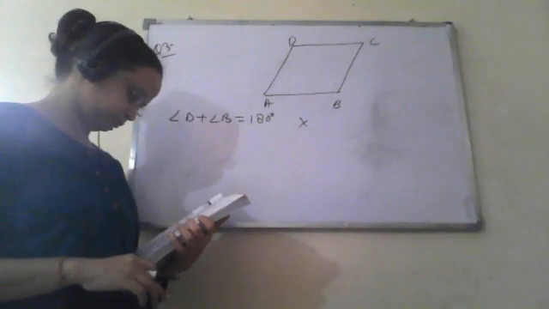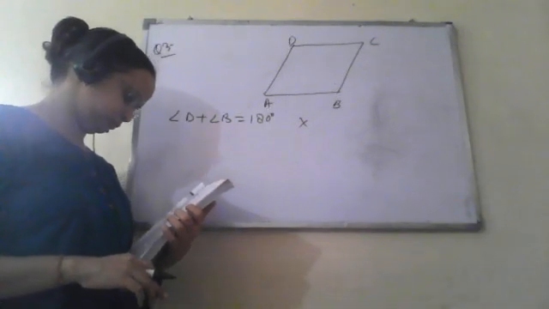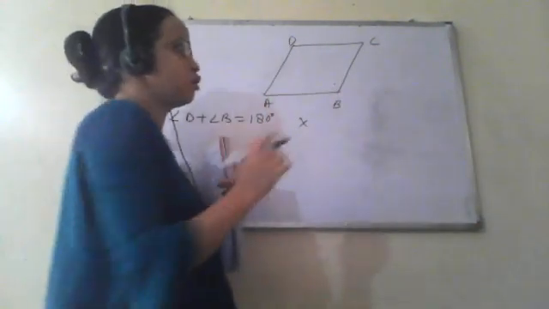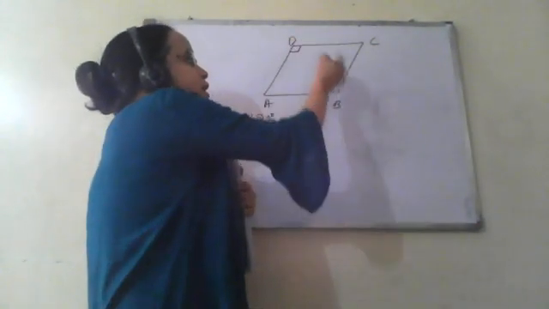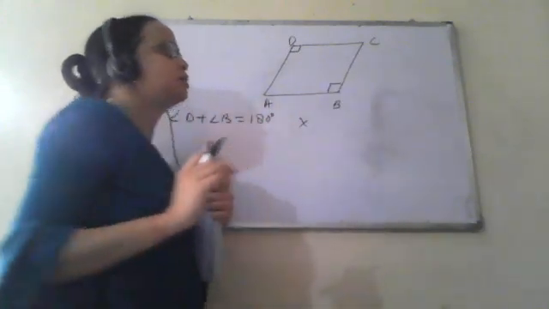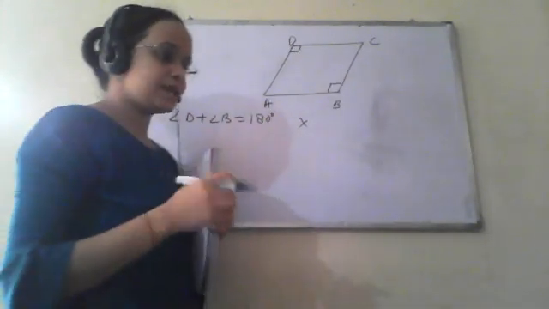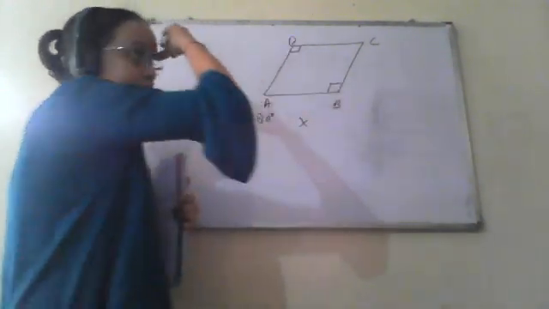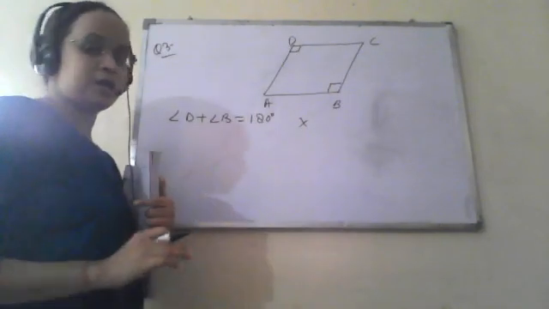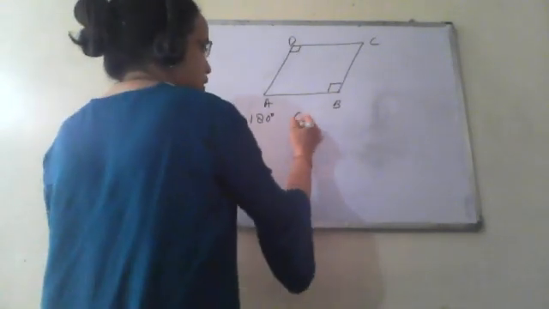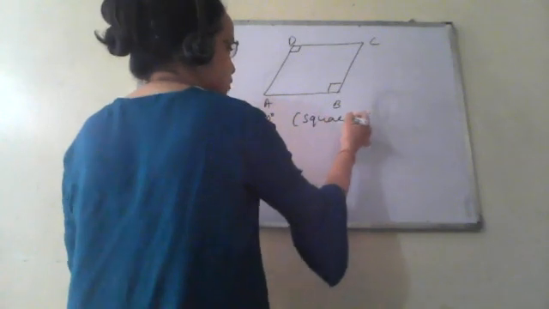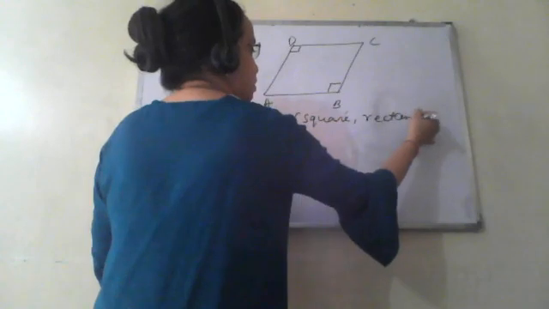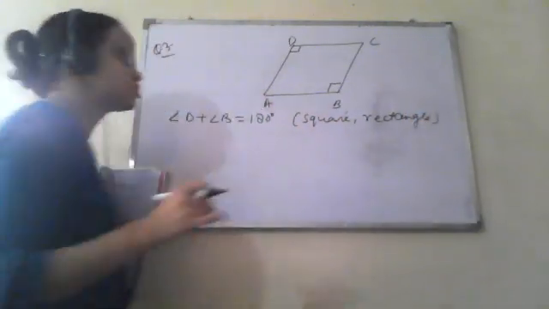Okay, it can be a parallelogram, because if angle D and angle B are 90 degrees each, it is a case of a square or a rectangle. If both angles are 90 degrees, then their sum will be 180 degrees, so it can be a parallelogram. The condition will be that it is either a square or a rectangle. These are special kinds of parallelogram which we will discuss in a later part of this chapter.